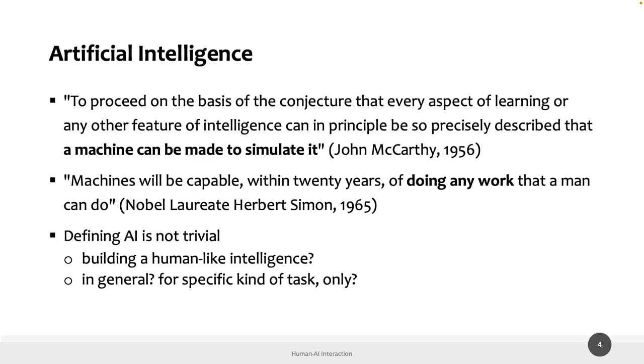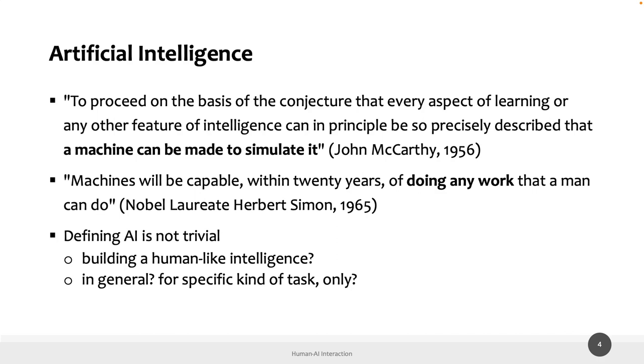And Herbert Simon, 9 years later, made a prediction, and forecasts are always bad in history, and this is no exception. In 1965, he said that machines will be capable, within 20 years, of doing any work that a human can do. In 1985, we should have had machines able to do any work a human can do. And still we are not there.